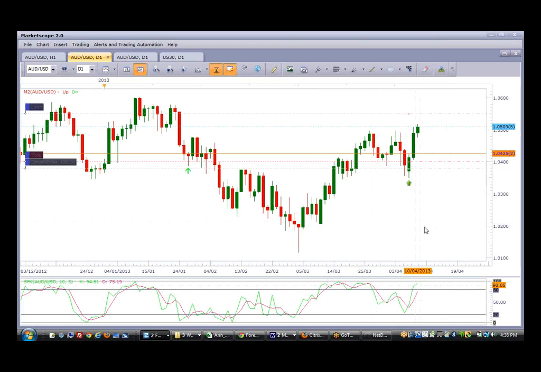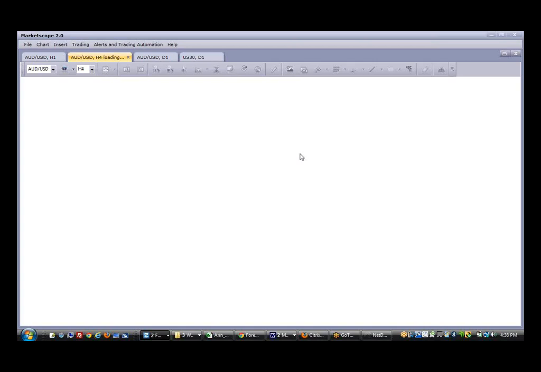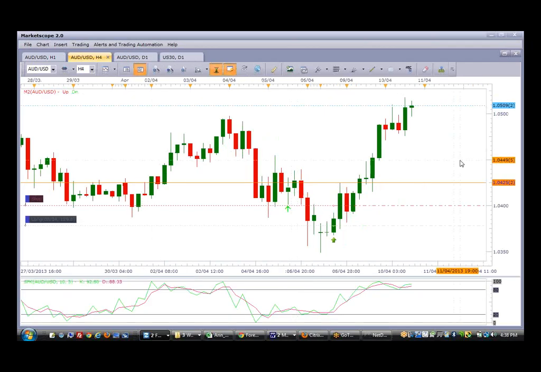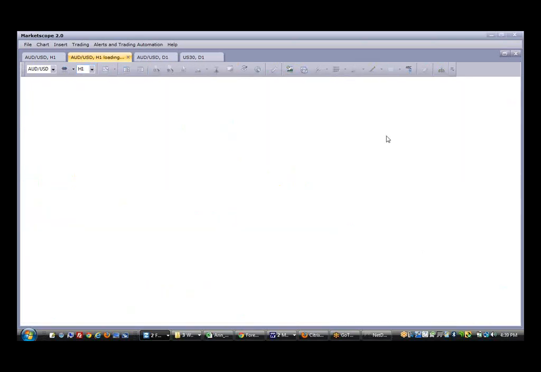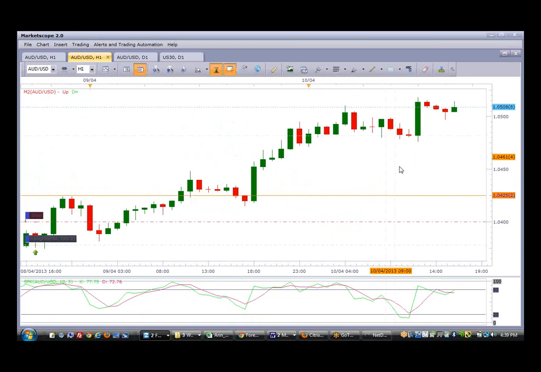Okay, with M2, there's no setup. It's heading to the overbought area. The 4-hour chart is also overbought, but currently no setup. If this ends up as a doji, that may be a setup, but we need to wait for this candle to finish. On the 1-hour chart, there's also no setup, also heading towards the overbought.